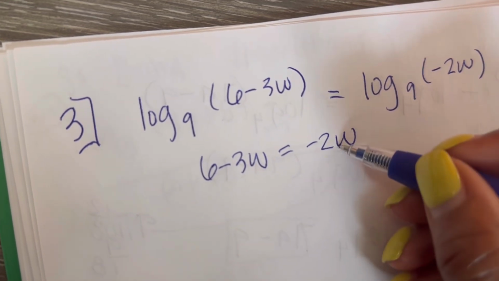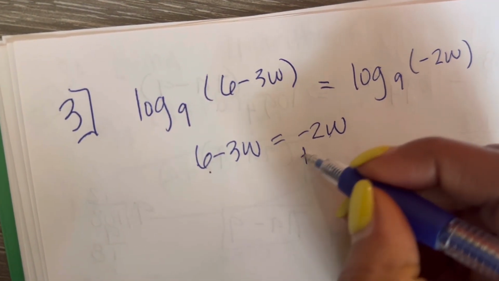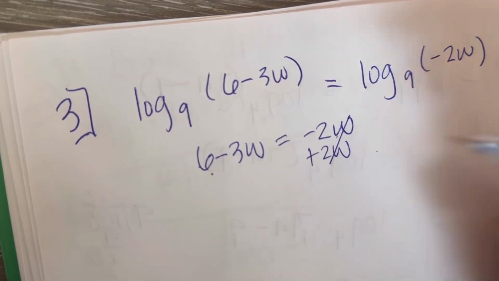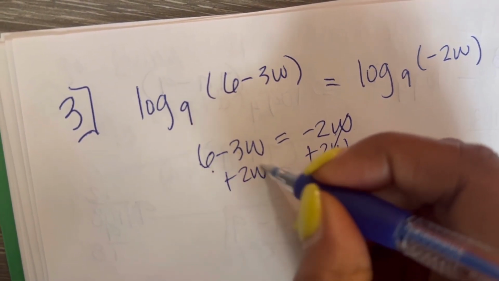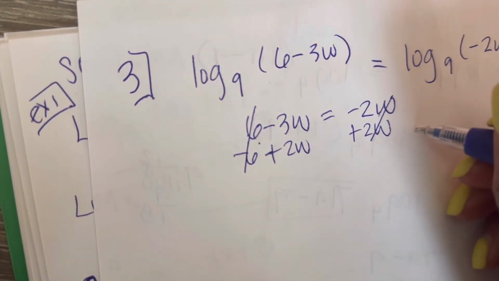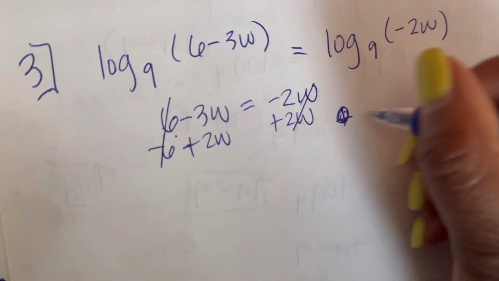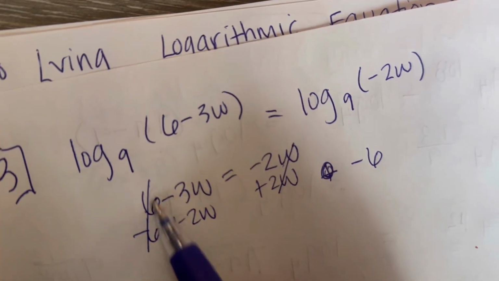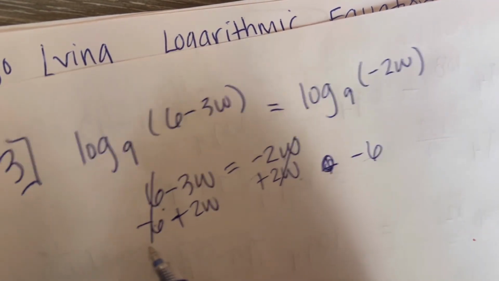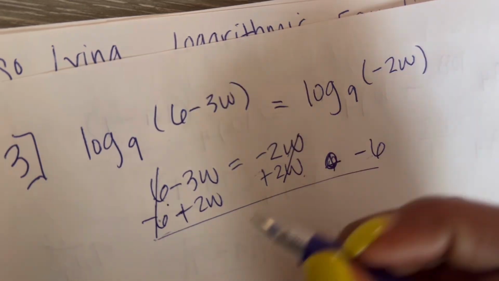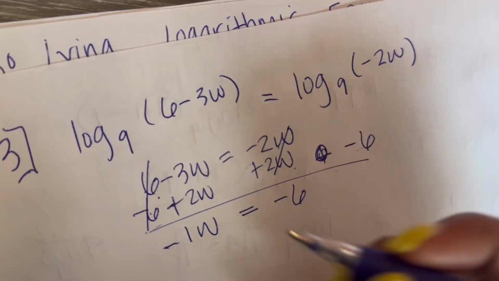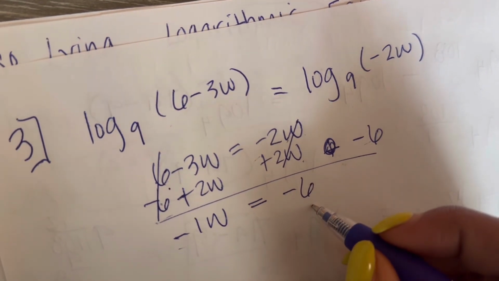You want to get w's over here, numbers over here. So we're going to get rid of this variable term here, so we can put it over here. And then you want to get rid of this number over here and put it over here. So make sure you subtract 6 over here. You're adding 2w here, adding 2w here. So negative 3 plus 2 is negative 1w, right? Bring down negative 6, divide by negative 1, you'll get 6.